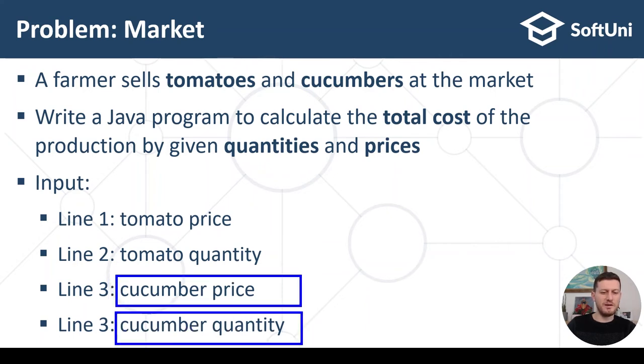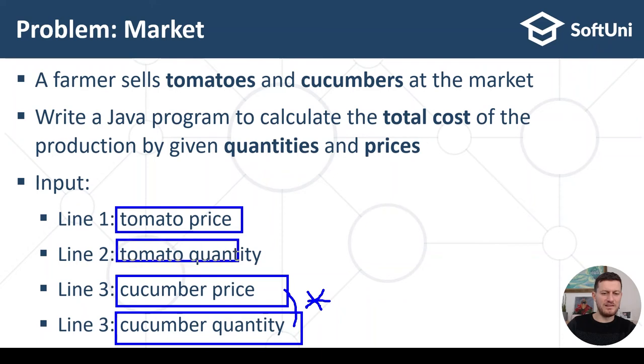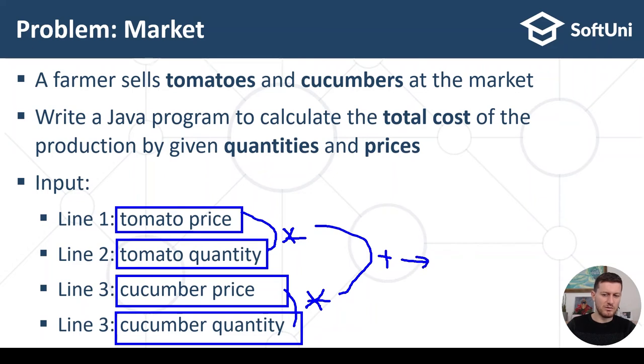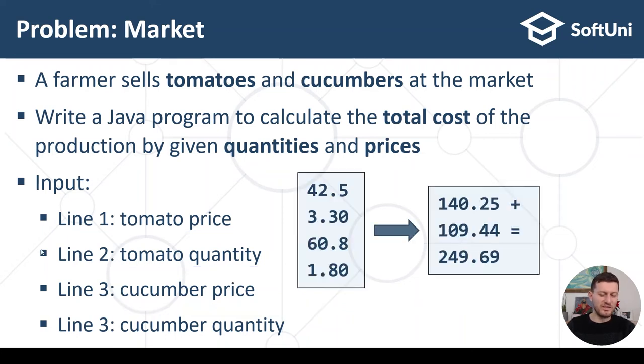So if we multiply the tomato price by the quantity, we will find how many dollars the tomato costs. And the cucumbers the same way. And if we sum this, we'll find the total cost. Okay, so this is an example.